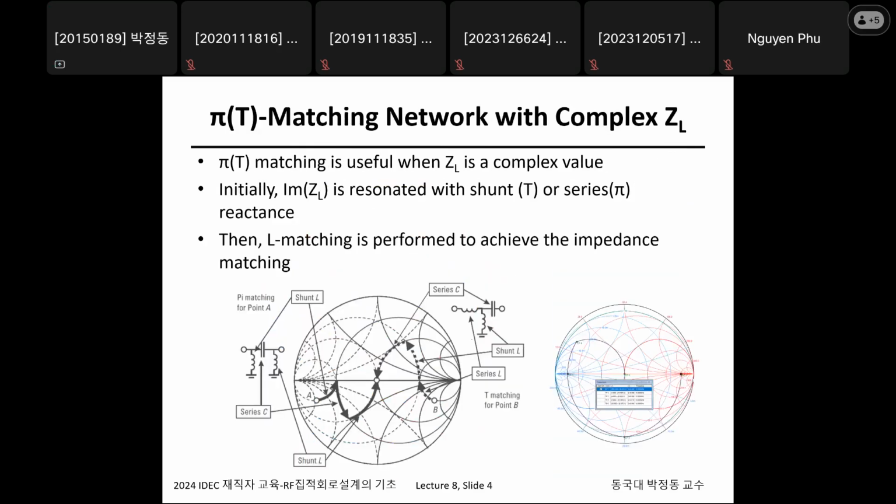Another way of doing it is the modification of the L matching. Modify the L matching, right?